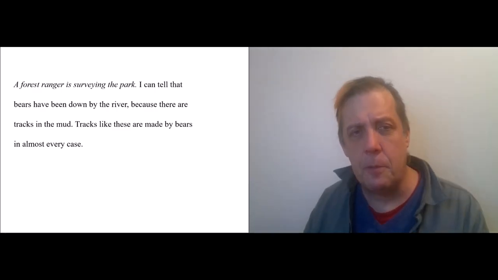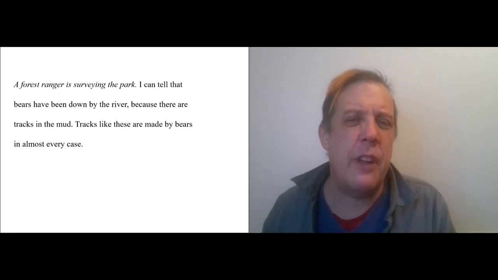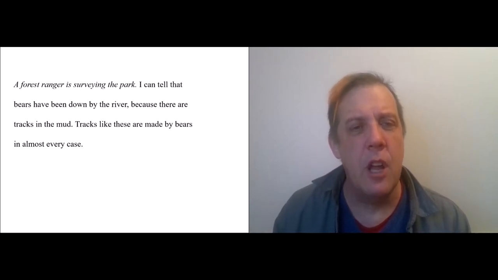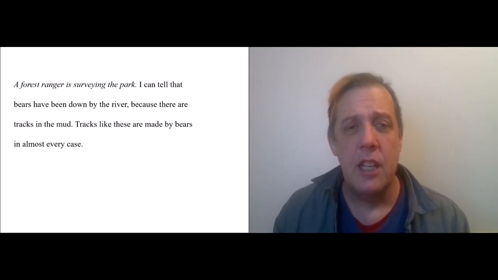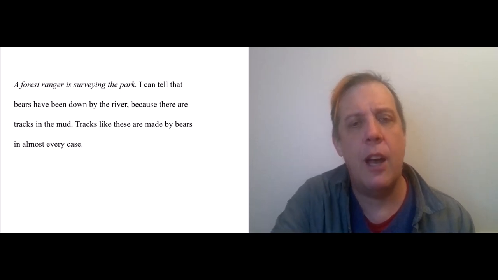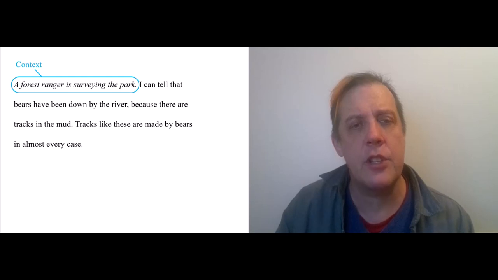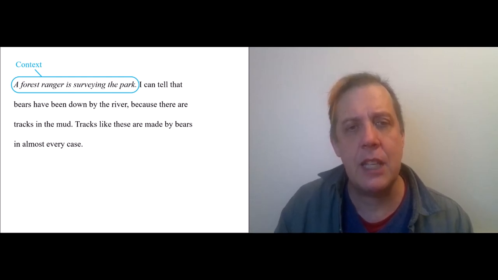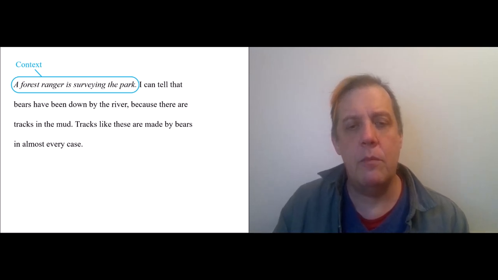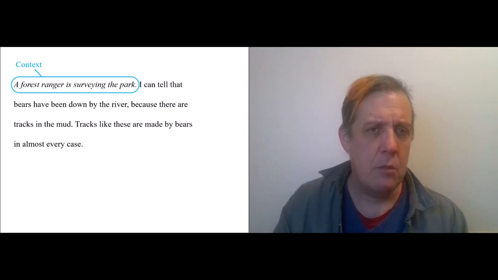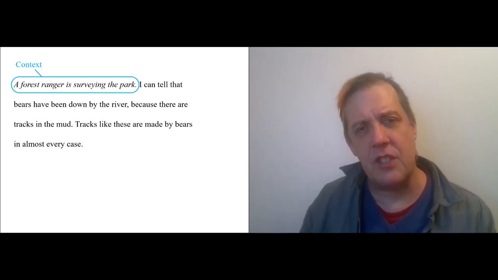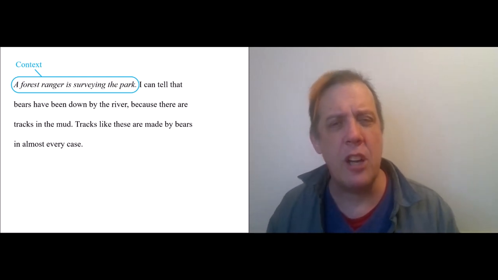But let's just check this out. A forest ranger is surveying a park, and he says, "I can tell that bears have been down by the river because there are tracks in the mud. And tracks like these are made by bears in almost every case." So now remember, with the conventions that we have set up for this course, the part in italics at the beginning represents context. And a lot of times context won't matter, but sometimes it does, and I like keeping that there to emphasize the idea of context. Arguments occur in context.